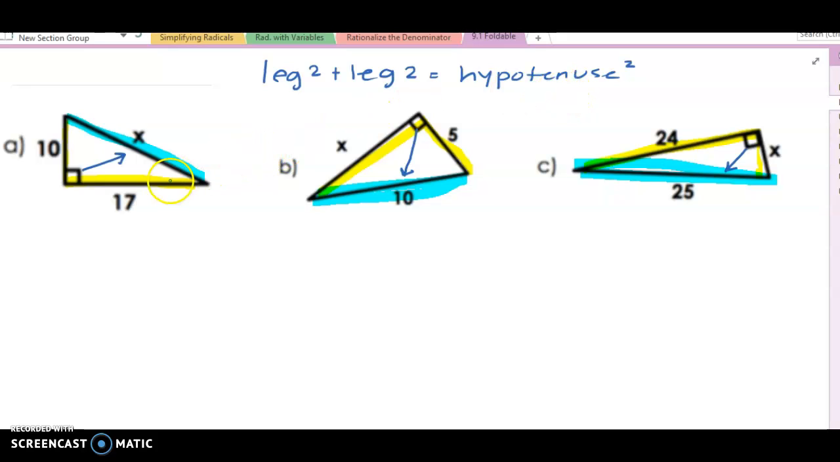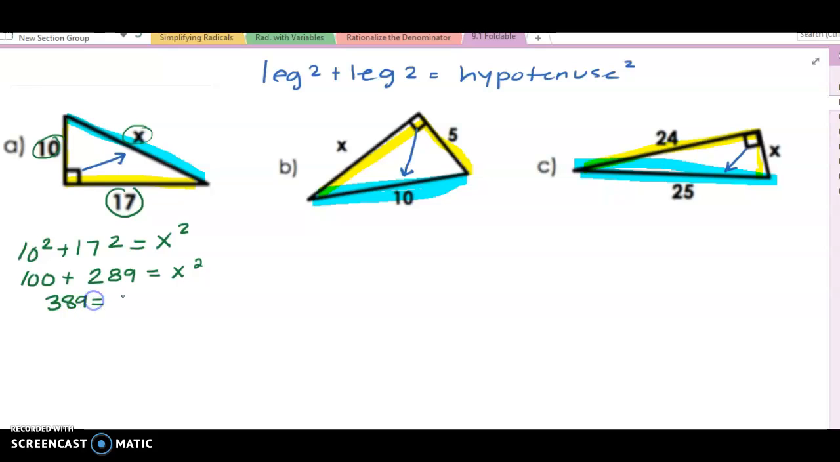My two legs here are 10 and 17. So I'm going to say 10 squared plus 17 squared is going to equal my hypotenuse squared, and my hypotenuse is my x. Now 10 squared is 100, 17 squared is 289, and 100 plus 289 is 389.